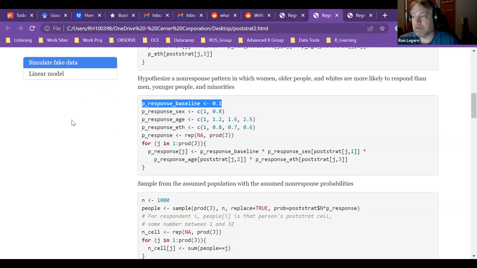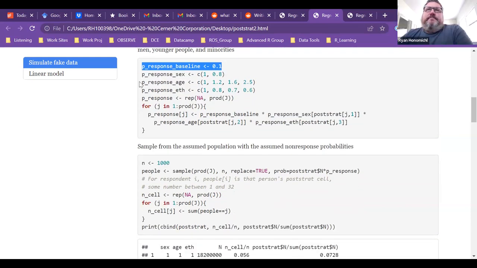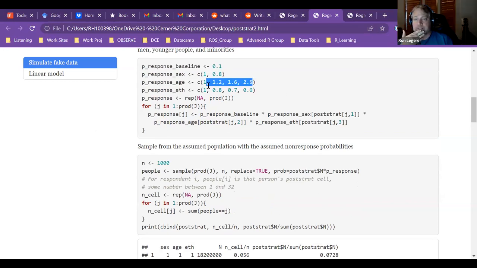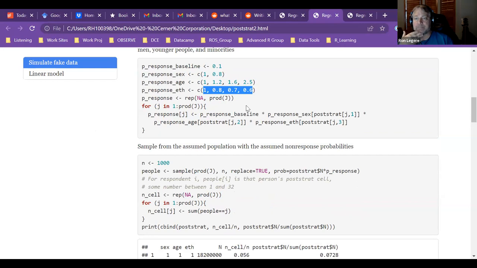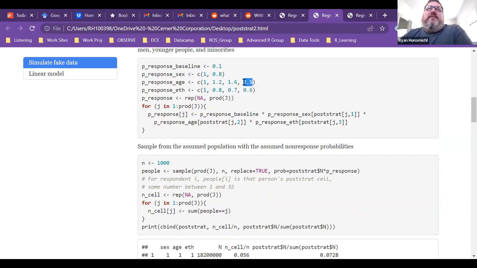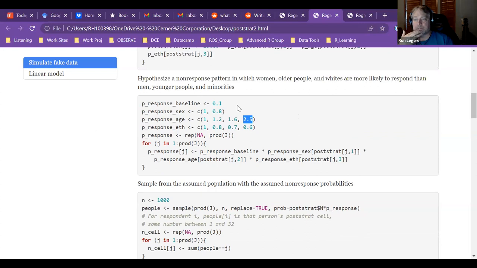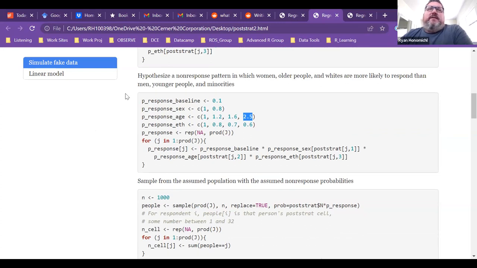So the baseline response rate was 10%, right? And relative to that baseline, if you're male, you're even less likely than a female to respond, they don't like being bothered. Same thing with age, older people are much less likely to respond, two times. These are just made up numbers, but that's what that means. Here's one other thing I don't understand. These aren't proportions, right? You multiply them by 0.1, right? But why is this 2.5 then? 2.5 times more than the baseline. Oh, I see. Okay, right. Good.